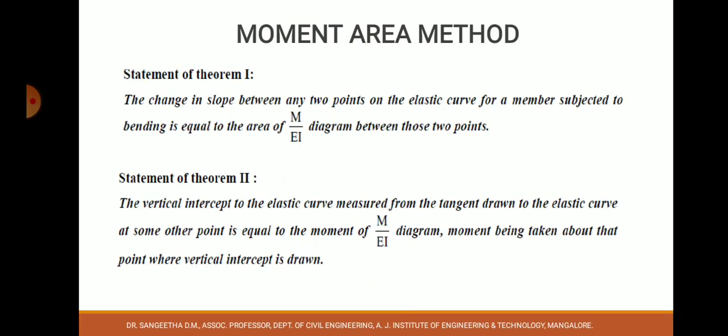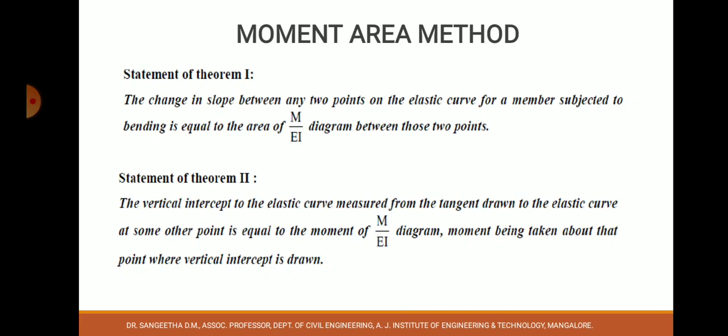Moment area method. The bending moment diagram and the area contributed by the bending moment diagram are the key factors in the moment area method. It basically starts with two theorems. Theorem 1: the change in slope between any 2 points on the elastic curve of a member subjected to bending is equal to the area of the M by EI diagram between those 2 points.